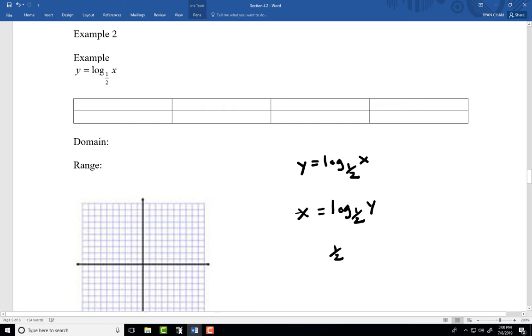So I do base 1/2, and then base 1/2 on the other side. So they cancel, and I have 1/2 raised to the x here.